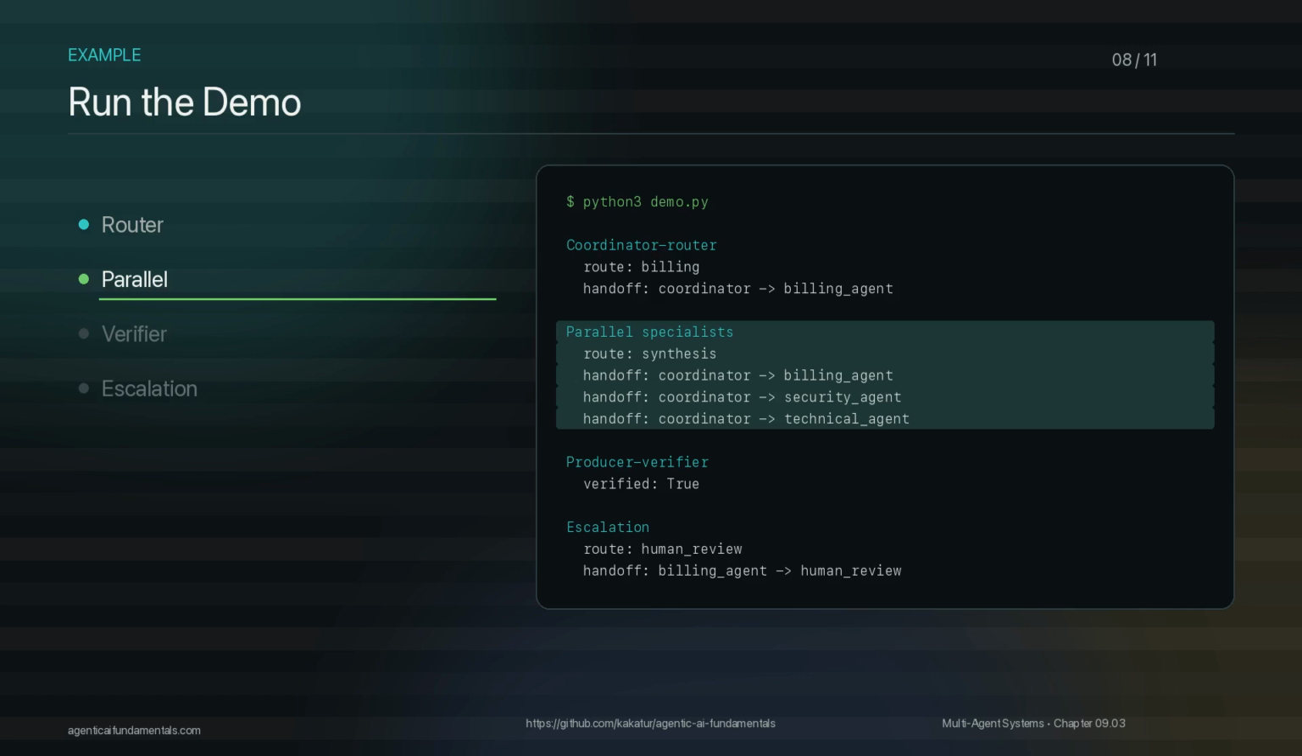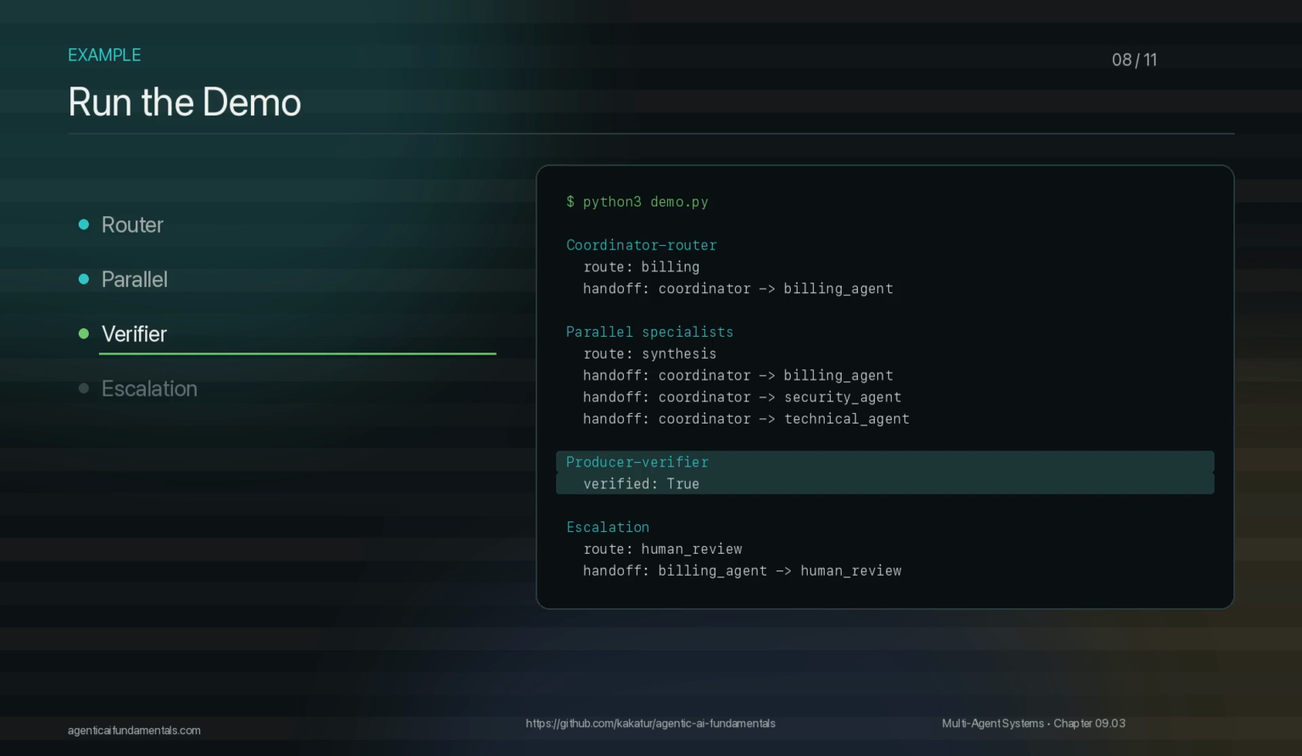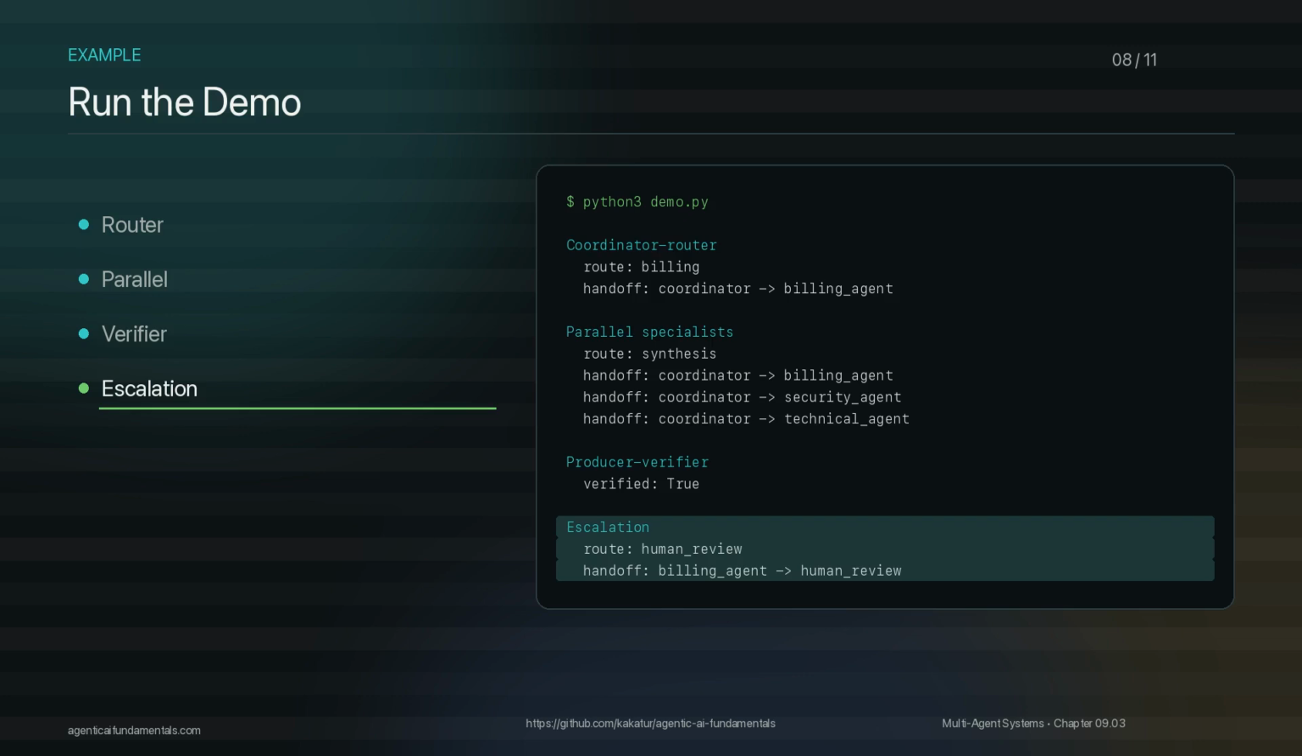The parallel case is more interesting. Login, payment, and timeout language activate 3 specialists, and the final route is synthesis. That tells us the result came from a merge, not one specialist pretending to own the whole answer. Then the producer-verifier case accepts a supported billing answer. The final case escalates an unclear critical request to human review. 4 patterns. 1 consistent result shape.